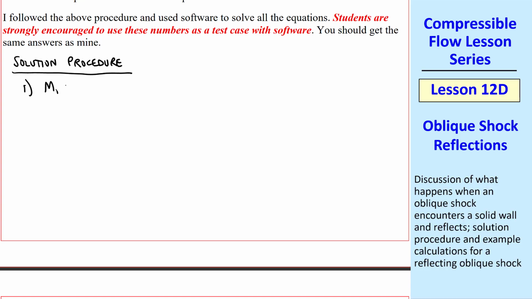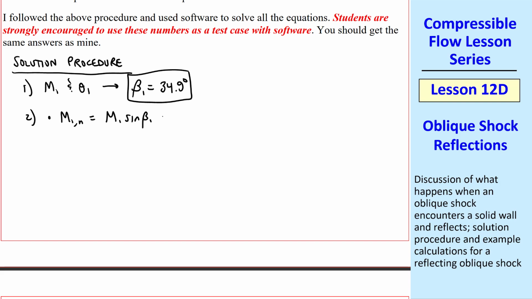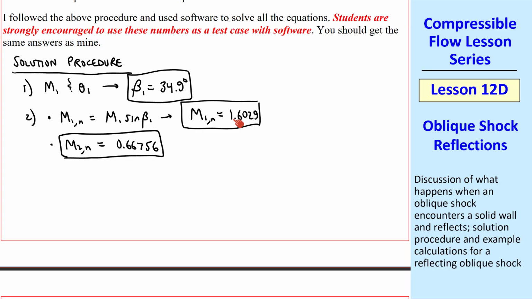Step 1, with M1 and theta 1, we use the theta beta M equation and solve for beta 1. I get 34.9 degrees. Step 2, which you may recall had 3 calculations. M1n is M1 sine beta 1. I get M1n is 1.6029, and from the normal shock equation I get M2n equal 0.66756, and I'm reporting 5 digits here to avoid round-off error when we use these values later.